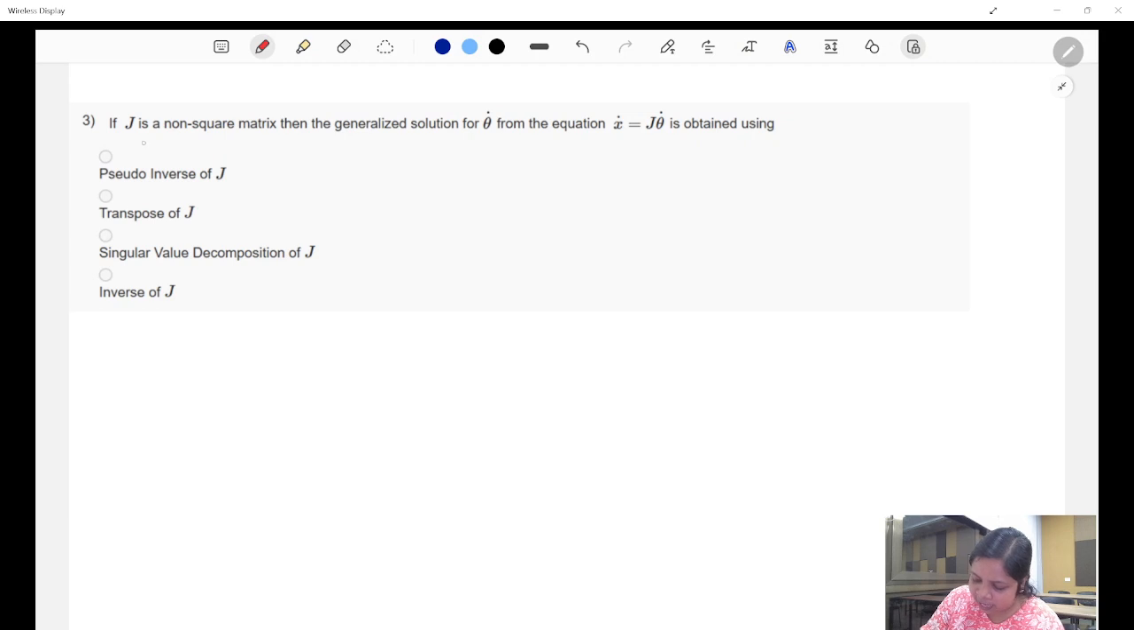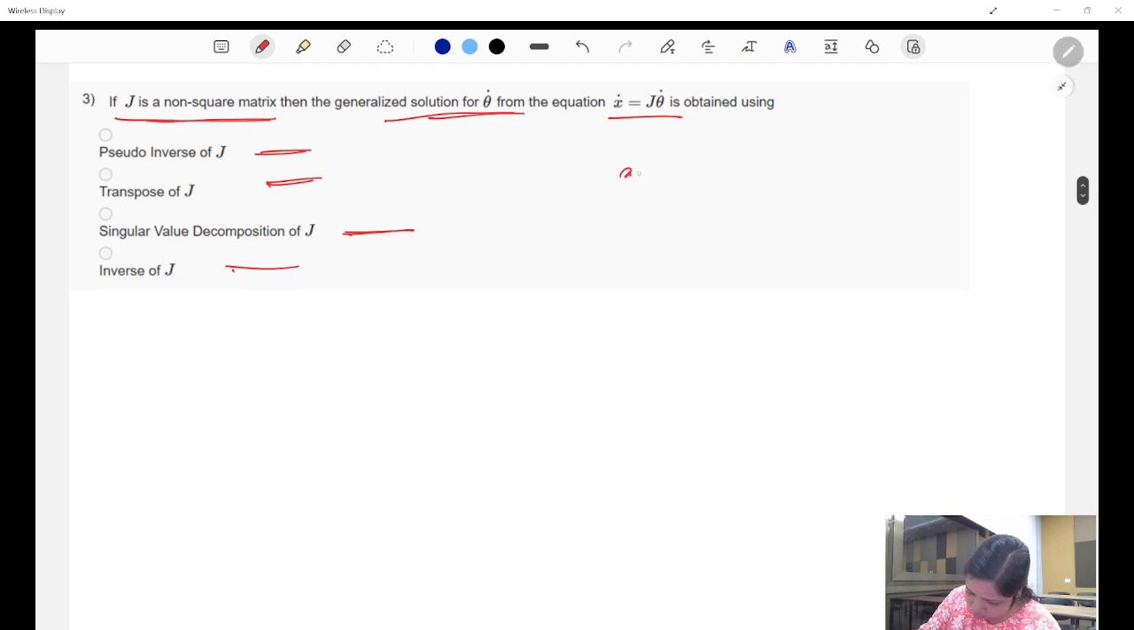Okay. If J is a non-square matrix, then the generalized solution for theta dot for the equation x dot equals J theta dot is obtained using what? Is it pseudo inverse of J, transpose of J, singular value decomposition of J, or inverse of J? We already have this equation given, x dot equals J theta dot, and we want to say what is a generalized solution for this.